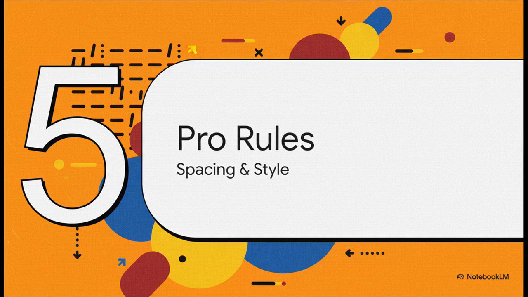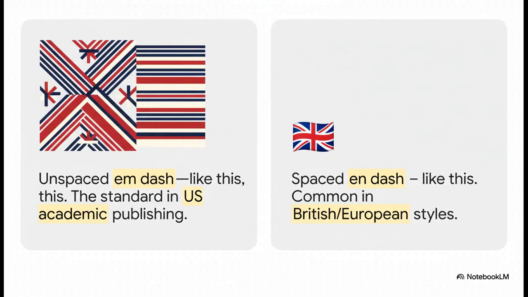Okay, so you've pretty much mastered the function of each dash. Now let's just add the finishing touches. We need to talk about the stylistic rules for spacing, because believe it or not, it can depend on where in the world your writing is being read. So here's a key difference you should know. In most US publishing, the standard is to use that long em dash with no spaces on either side. It's closed up tight against the words.